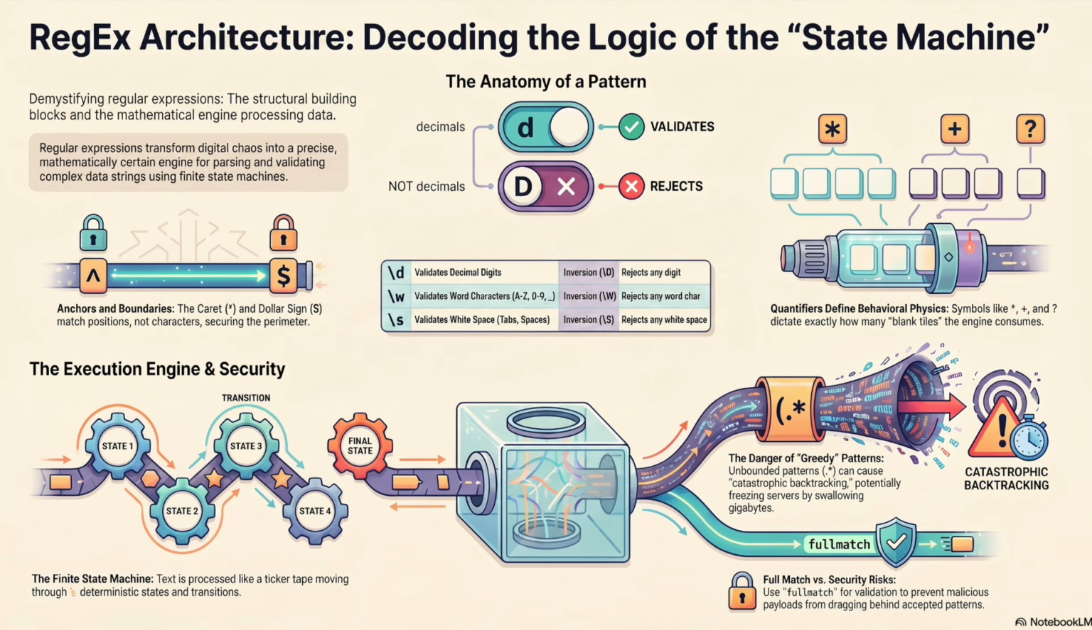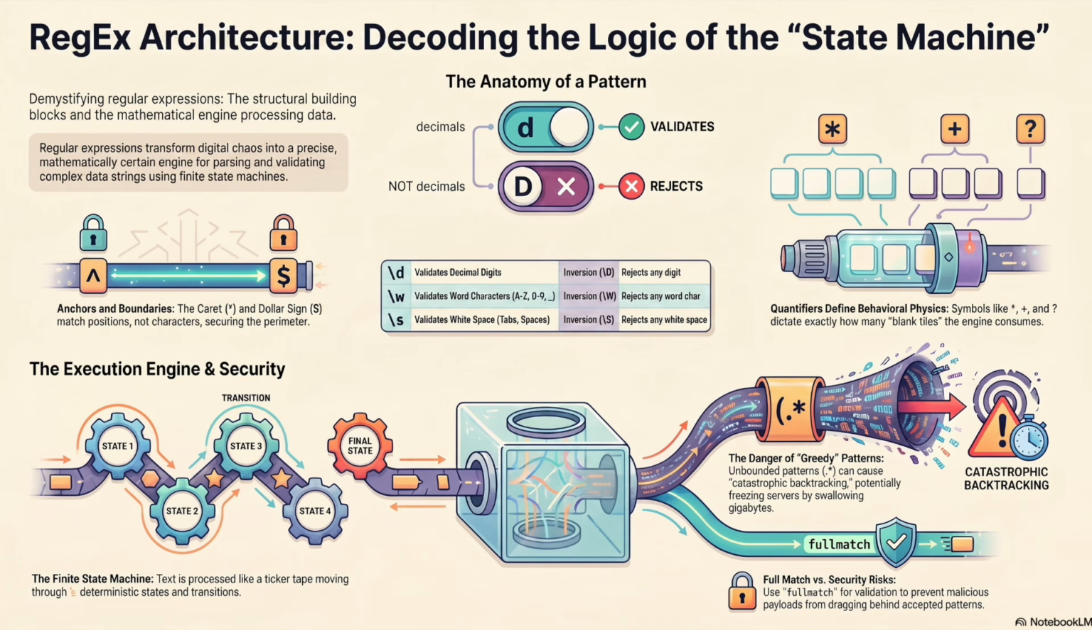I like that. But taking that Scrabble analogy a step further, the limitation in a board game is that you only have, what, one or two blank tiles? Yeah, usually just two. Right. But in data parsing, you might need to say, I want to accept any character, and I want to accept it an unlimited number of times until some specific condition is met. Oh, wow. So you can just play infinite blank tiles. Exactly. And this introduces quantifiers, which dictate the behavioral physics of those wildcards. So if the dot is the blank tile, the quantifiers are the structural rules telling the engine exactly how many blank tiles it's allowed to consume at once.